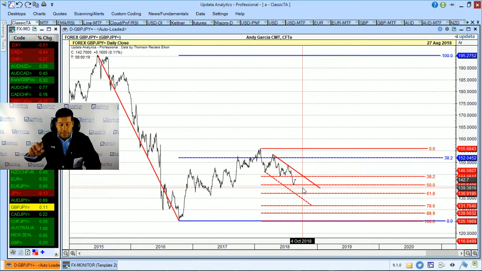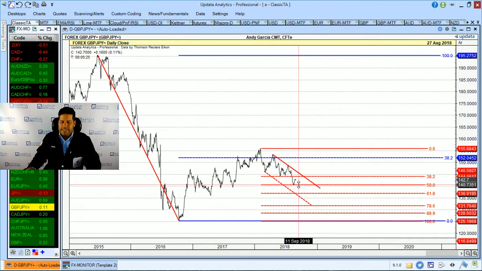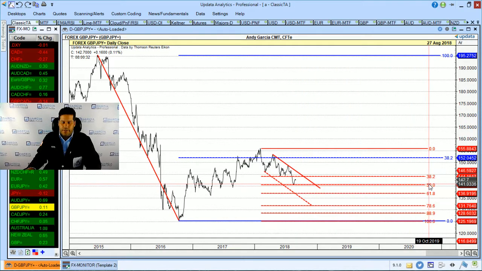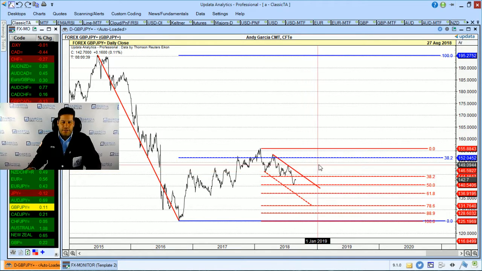All right, so that's kind of what I'm watching here, is to see if this market can hold above 140 here. 140.50, you can see the 50% retracement level. If you can hold above that and then push above the 382, then the expectation here is that we actually start working our way back up to 150.